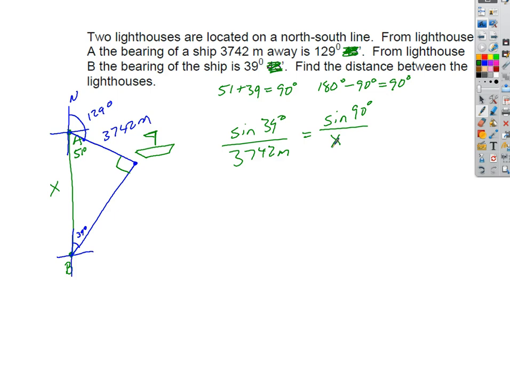I find out that x is equal to 5,946.096 meters.